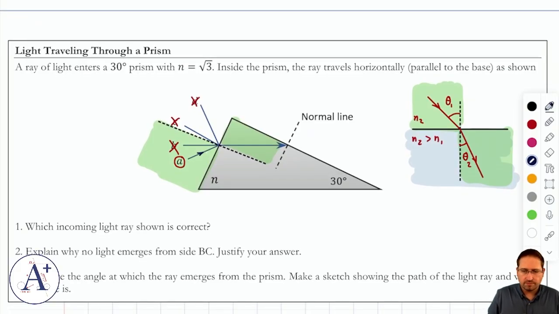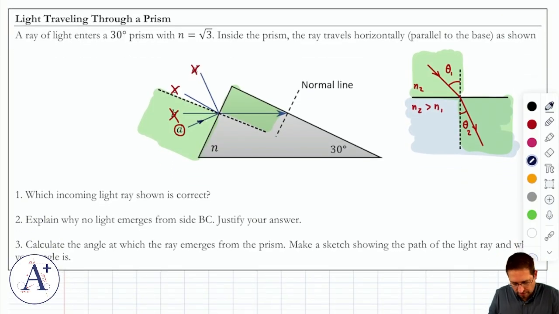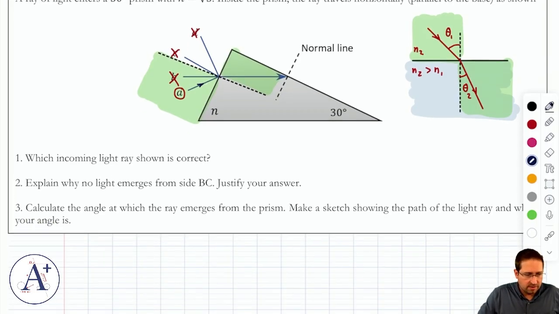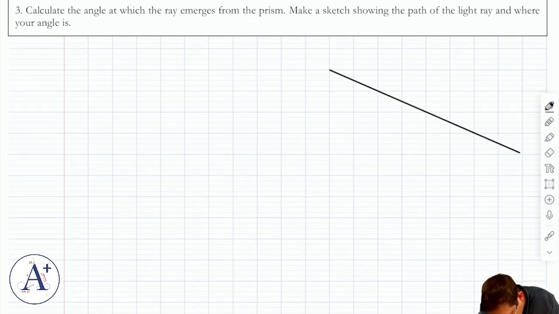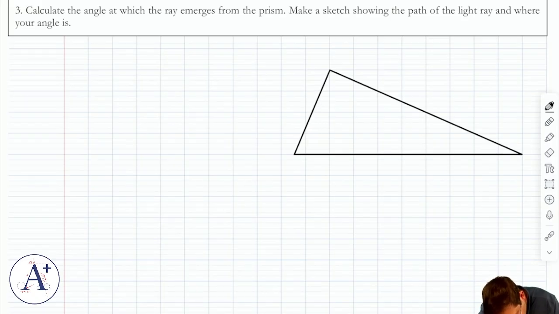Fair enough. And then it travels and it's going to now hit this side of the prism. And we want to figure out why no light emerges from side BC. And then if it doesn't emerge through that side, where does light emerge from the prism, if it does? Okay. So let's do ourselves a favor. Let's redraw this. Okay, something like that.